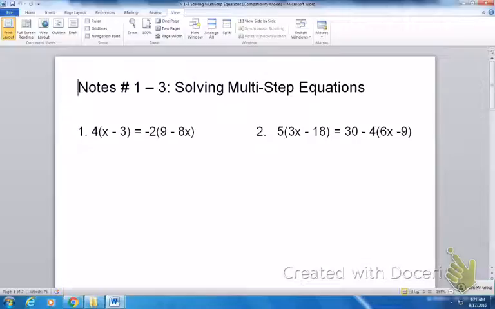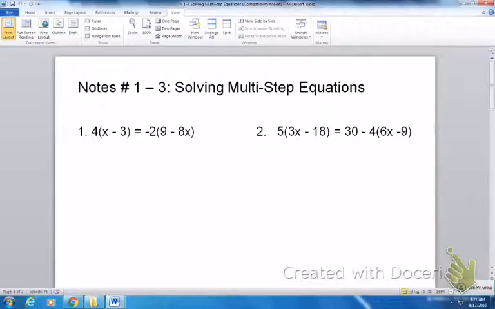The thing is, we're going to have to distribute like we did in 1-2, combine like terms, and then go back to what we did on 1-1, which is get our variables all on one side, our numbers on the other, and solve. So let's just jump right in and look at number 1. I've got 4 times x minus 3 equals negative 2 times 9 minus 8x. So let's just start off like we did the other day.